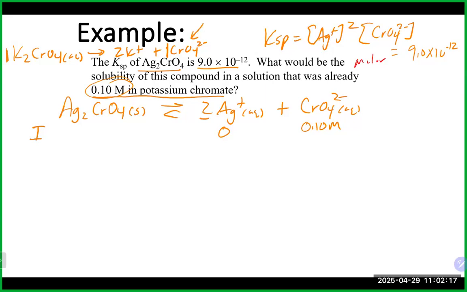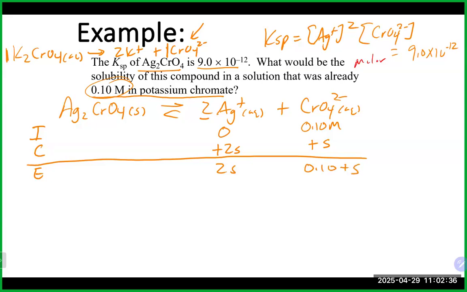Again, the 0.1 molar coming from our potassium chromate, basically supplying that. Here, then the change is going to be plus 2s in this case, and plus s. We will end up with then 2s and 0.1 plus s. Any questions on that there? Putting that into our equation there, 2s, and I do need to square it, and then our chromate 0.1 plus s is going to equal our Ksp of 9 times 10 to the minus 12.